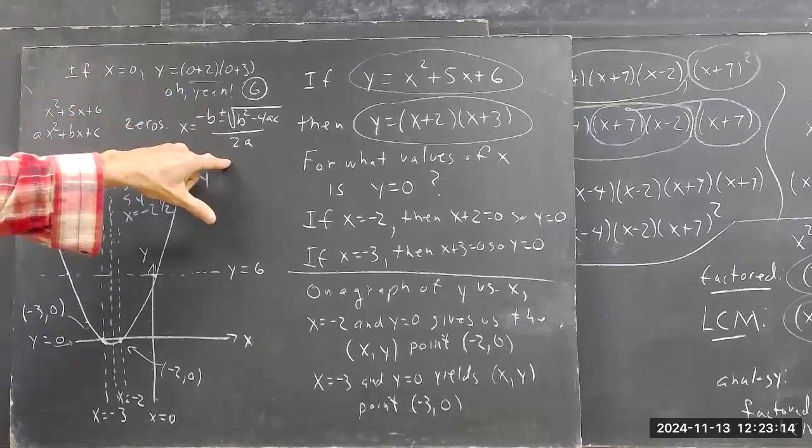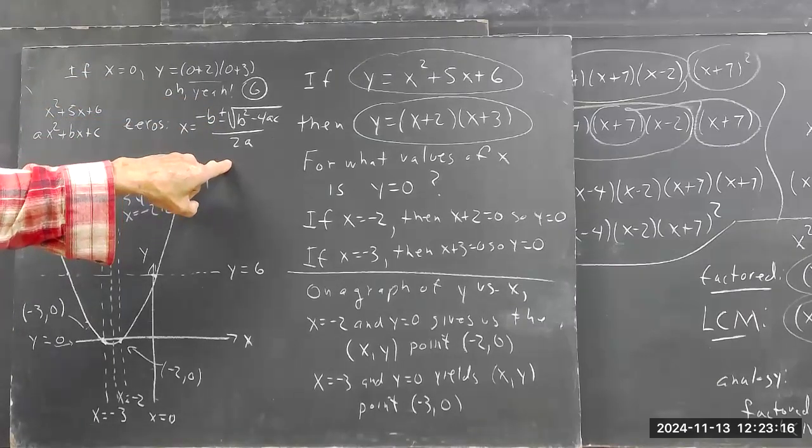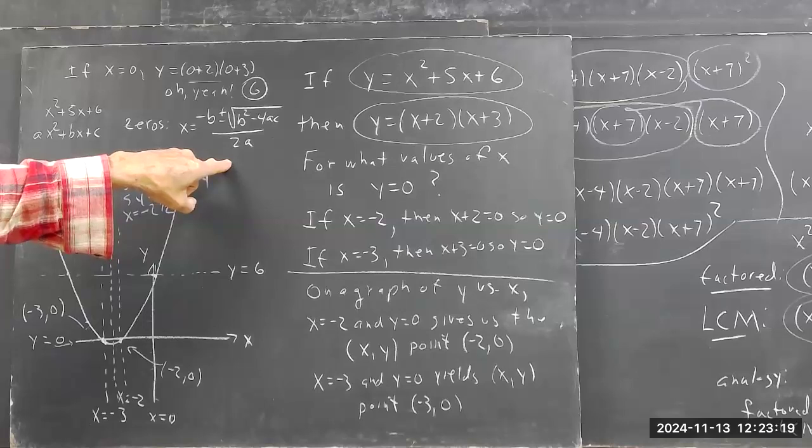This is the quadratic formula for zeros. Have you seen this before in this course? You've done the assignments. I think you do.